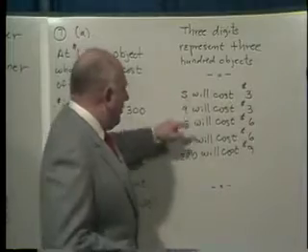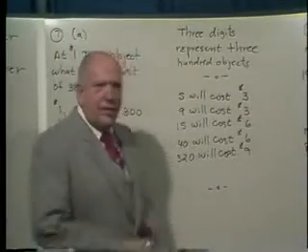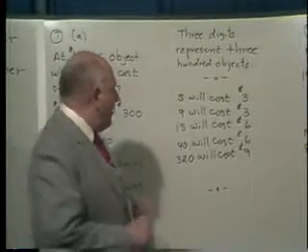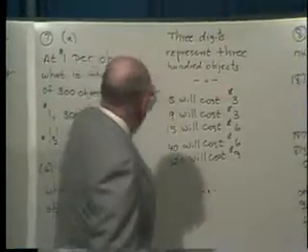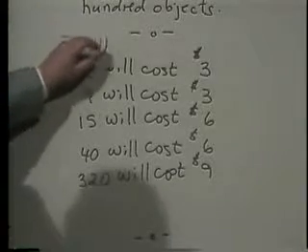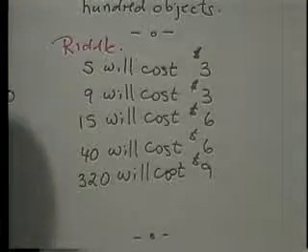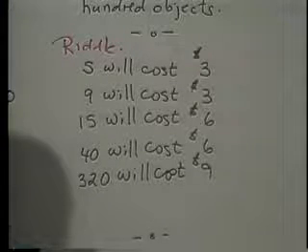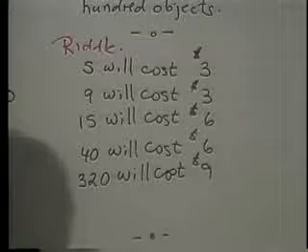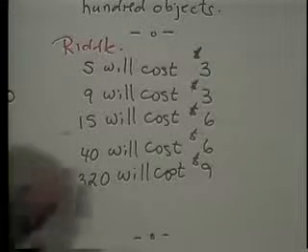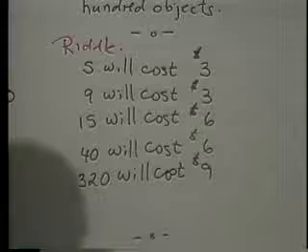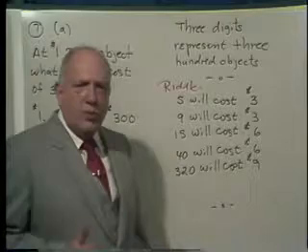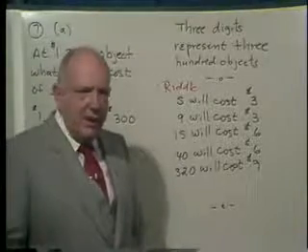And I would like to make a little aside over here. Everybody was wondering what this means. It was just a little gadget to separate out a little nonsense riddle from the rest of the stuff. So this is so non-funny that I'll have to label it riddle so you'll know it was a riddle. A man goes into a store and he wants to buy something. And the clerk says to him, 5 will cost you $3, 9 will cost you $3, 15 will cost you $6, 40 will cost you $6, and 320 will cost you $9. All the objects were equally priced.